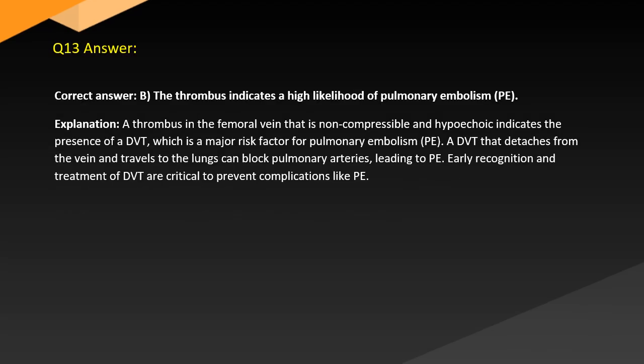Answer. Correct answer: B. The thrombus indicates a high likelihood of pulmonary embolism, PE. Explanation. A thrombus in the femoral vein that is non-compressible and hypoechoic indicates the presence of DVT, which is a major risk factor for pulmonary embolism. It can detach from the vein and travel to the lungs, where it can block pulmonary arteries, leading to PE. Early recognition and treatment of DVT are critical to prevent complications like PE.